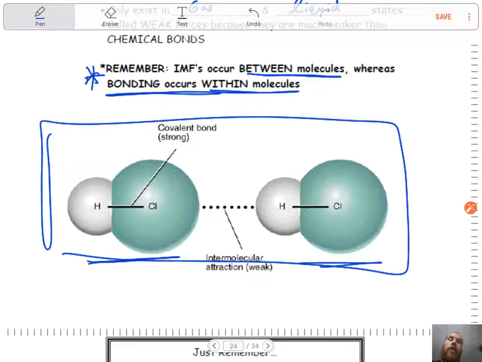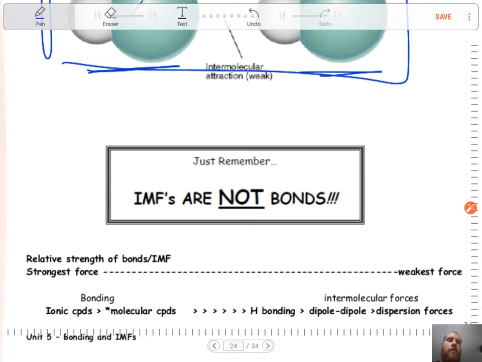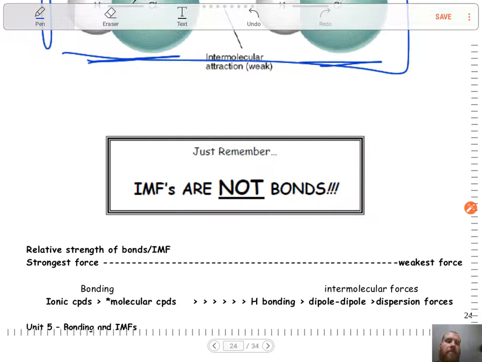You've got to know the difference between a bond, where you have a sharing of electrons, whereas an intermolecular force is just an attraction. It's just keeping the two molecules together in the same vicinity after electrons have already been shared between atoms. So really study this stuff. Just remember, IMFs are not bonds, they're weaker.